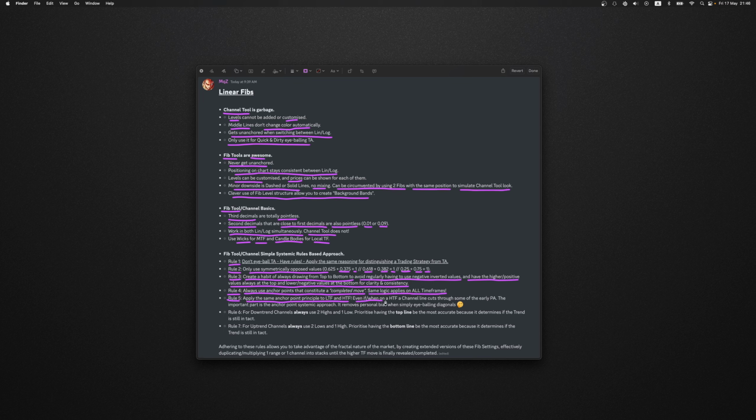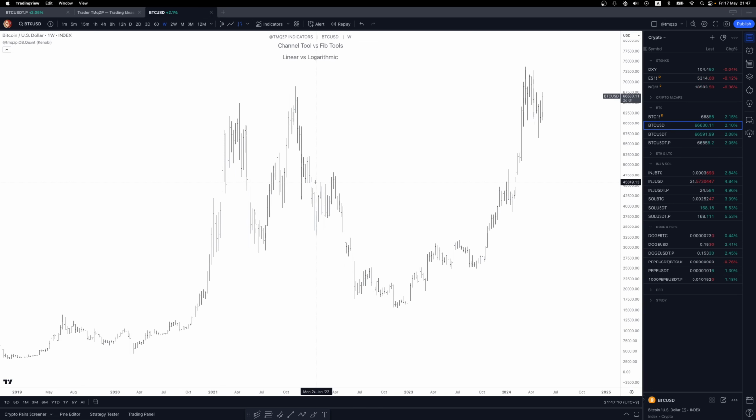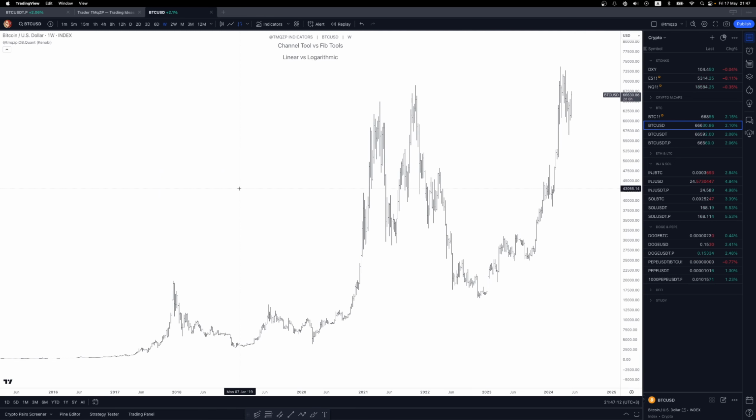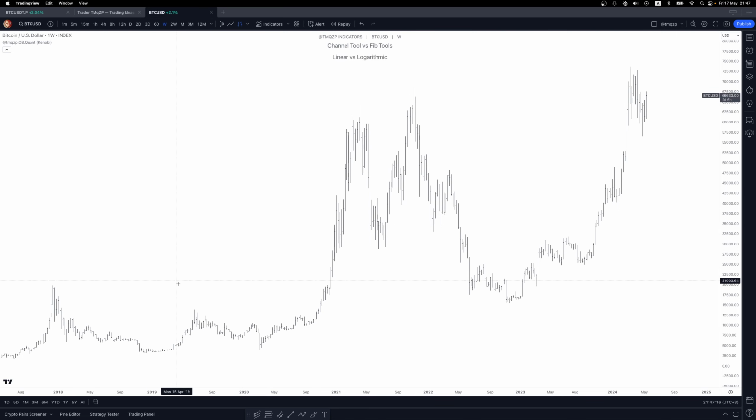Even when a high time frame channel line cuts through some of the early PA, the important part is the anchor point systemic approach. It removes personal bias when simply eyeballing diagonals. Let's see if I can actually find one for you. Was it BTC on the weekly? Yes, I think that was the one I was debating with a buddy the other day.